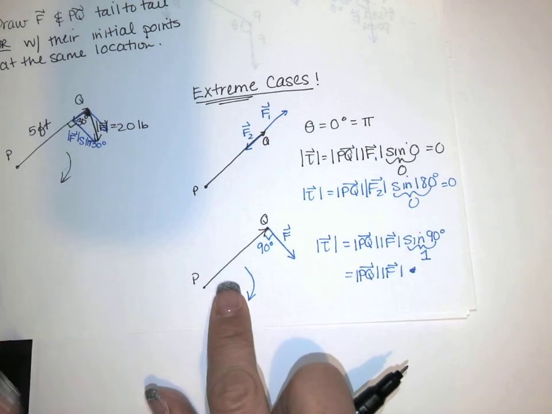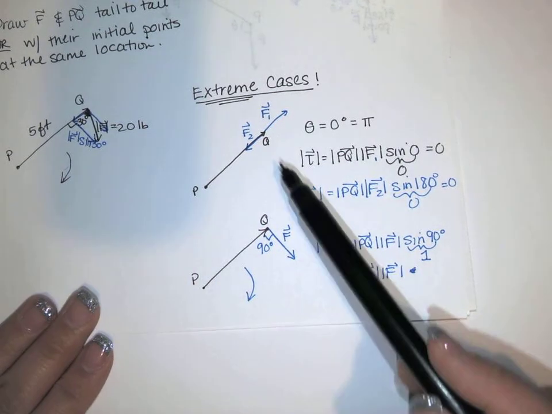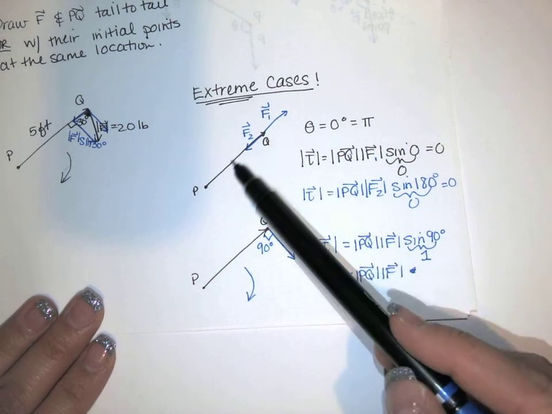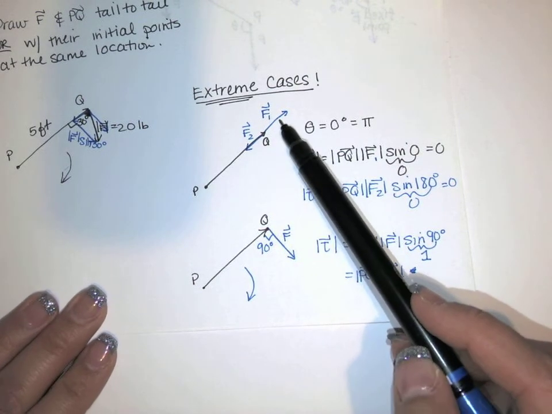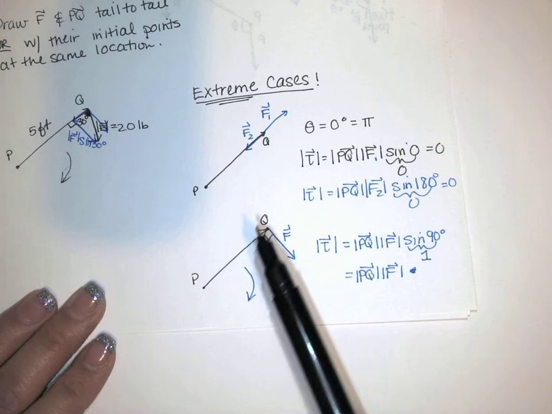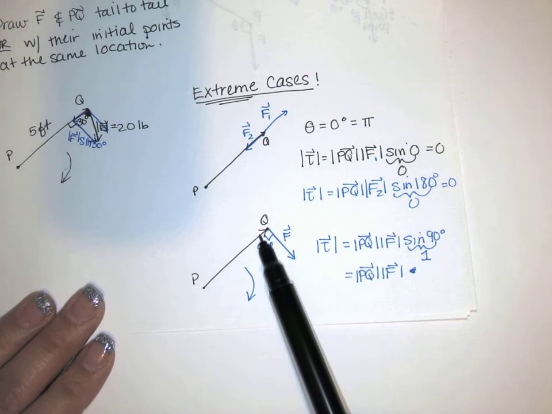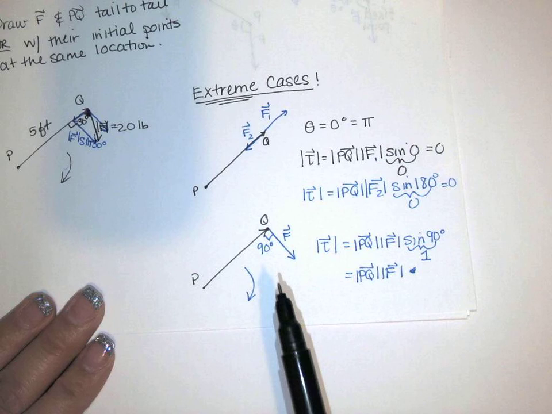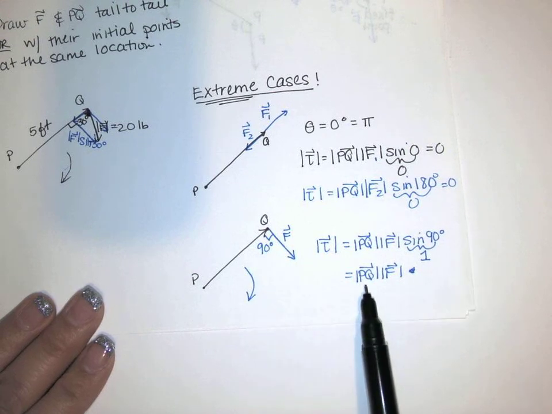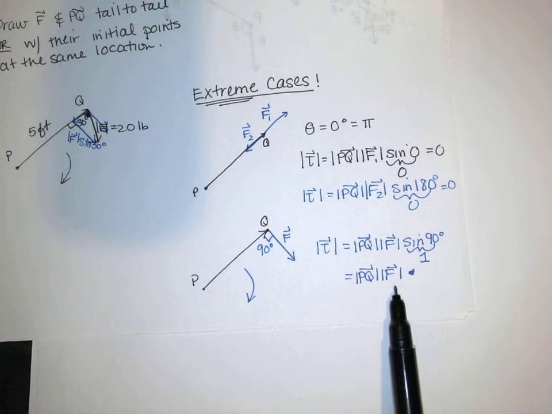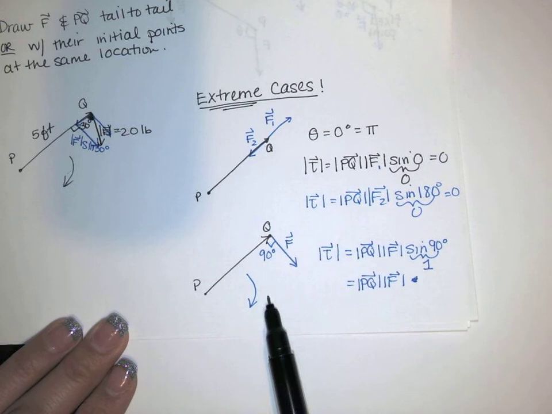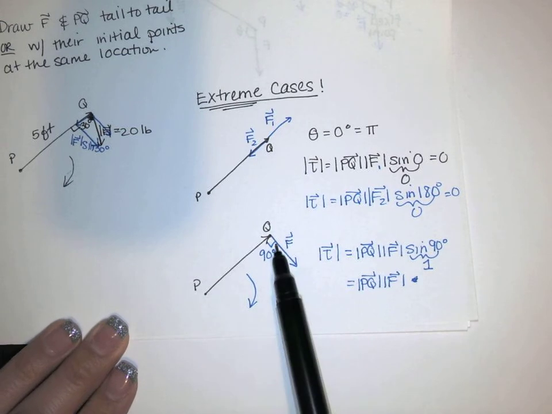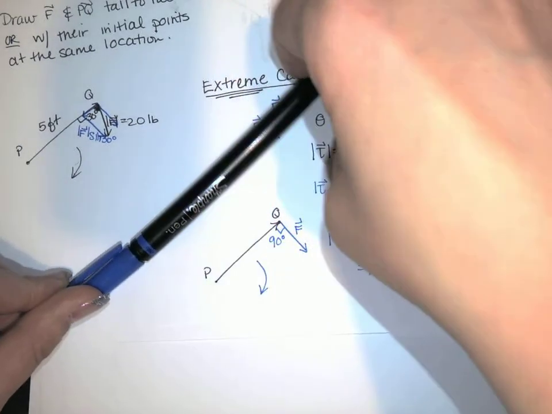Okay, so those are our two extreme cases. Either the force could be parallel to PQ, and we don't have any tendency to rotate, or our force is acting at a 90-degree angle to PQ, and every part of the force is actually contributing to the motion that I want, which is this rotation, provided that P is fixed and Q is just a point on the arm that's free to move.